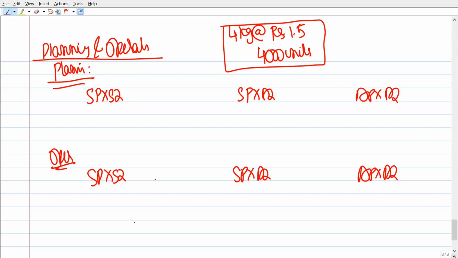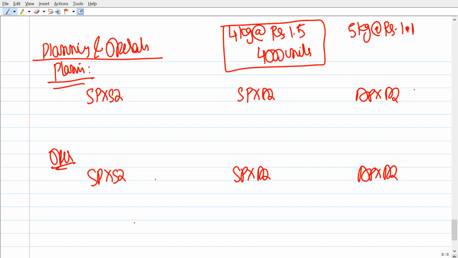Now, in reality, what had happened is I had made some changes in my process, because of which I should take 5 kg. Instead of 4 kg, I should start consuming 5 kg. In the market, the things have undergone a change and the price now for this raw material is only 1.1. This is market changes. 5 kg at rupees 1.1. This is the change which has happened in the market.